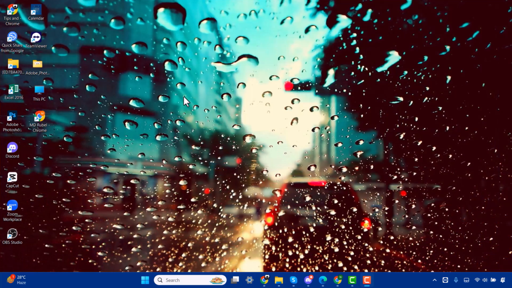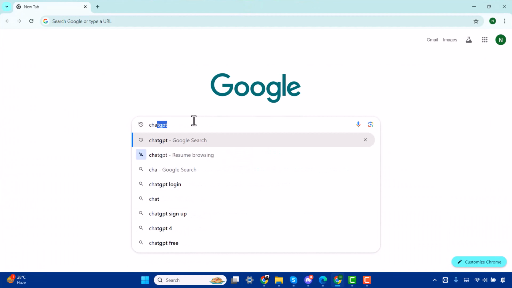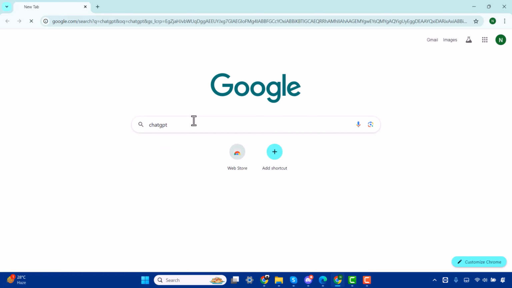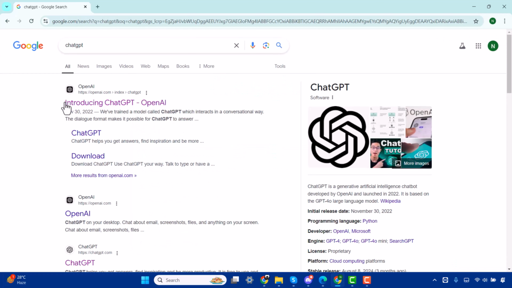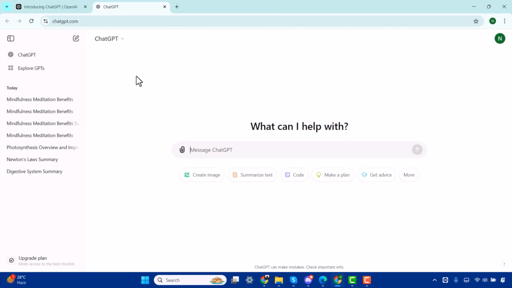So let's get started. For this, you have to open your browser and search for ChatGPT. Here you can see introducing ChatGPT. Press on this. Now press on Try ChatGPT. Here I'm gonna show you how you can ask ChatGPT for homework help with clear points, example and specific details. I'm gonna show you some points with example.